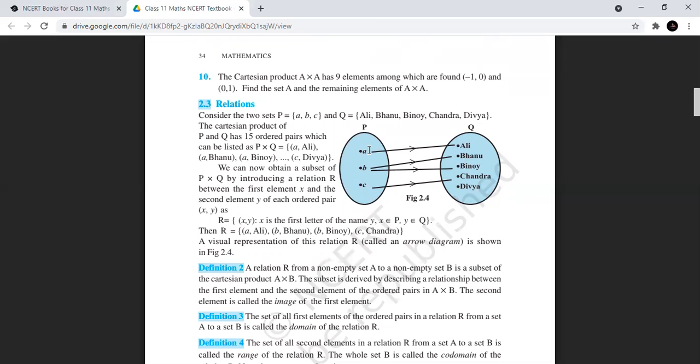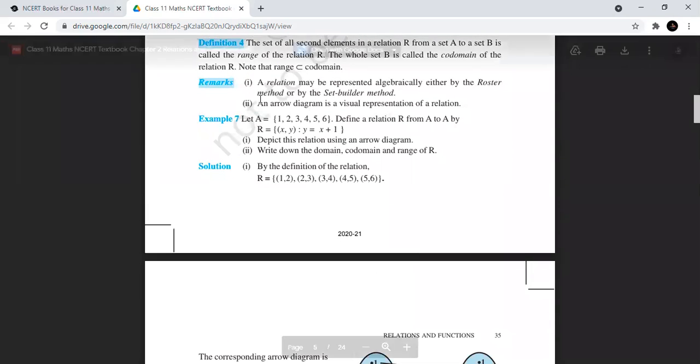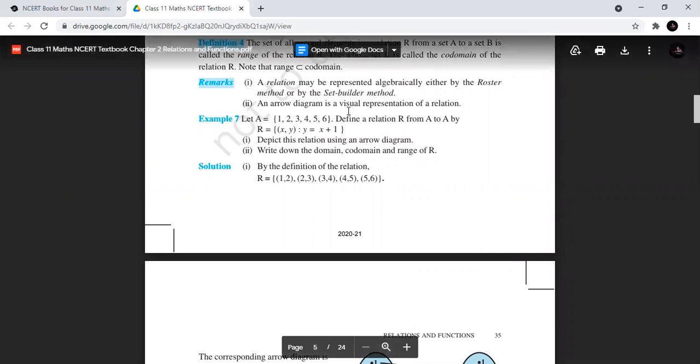If I say find the domain of this relation, your domain would be A, B, C, set P. The codomain would be Ali, Bhanu, Binoy, Chandra, Divya. And the range will be Ali, Bhanu, Binoy, Chandra, only the elements that have been mapped. We'll drop Divya from there. So that is how it is. This is representing a relation through an arrow diagram. We can represent a relation visually, a diagrammatic representation, through that arrow diagram.